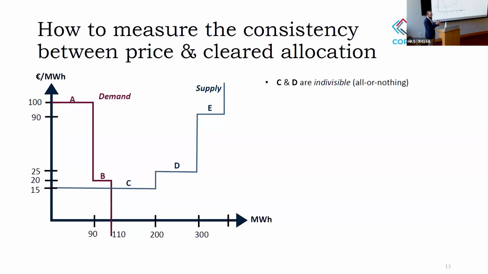What we want to do is to characterize more precisely how far we stand from an equilibrium and try to put a number on how inconsistent the price and the allocation that we have are. So in order to do that, let's look together at this small example.